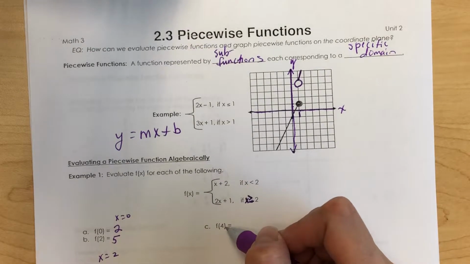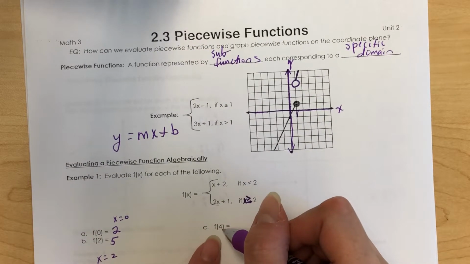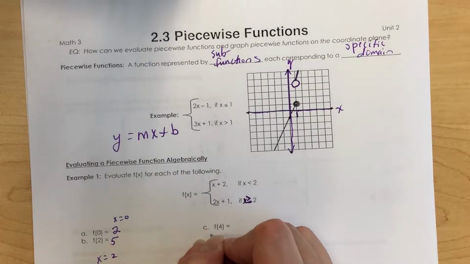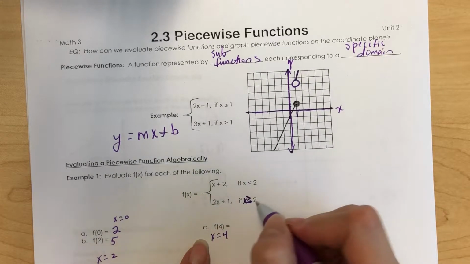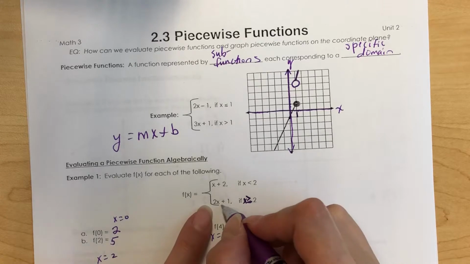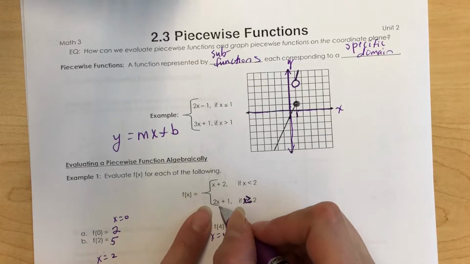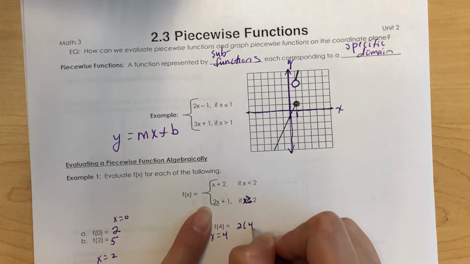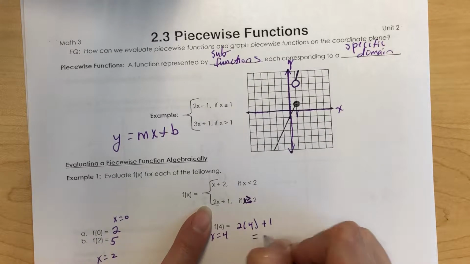For part C, x equals 4. Okay, so x equals 4. 4 is greater than 2, so I need to go to the second equation this time and say 2 times 4 plus 1, and that's going to give me an answer of 9.